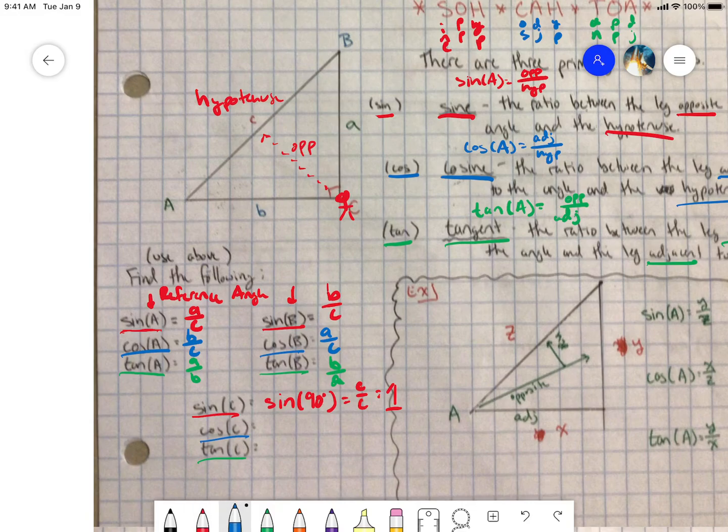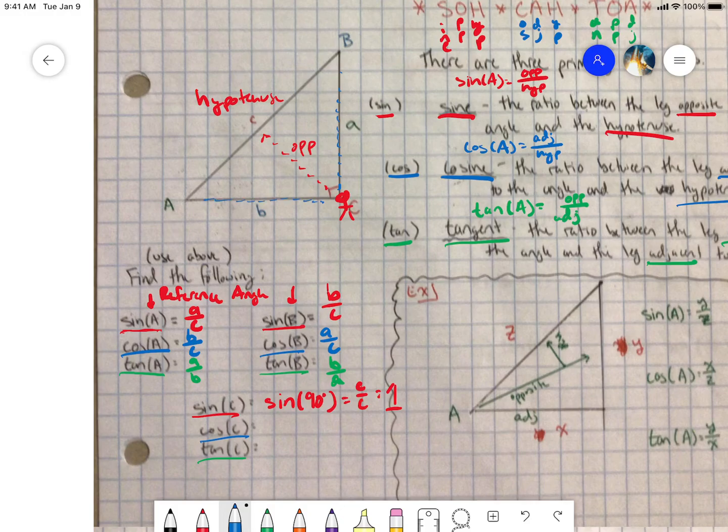Now what about cosine of C? This is where it starts to get a little bit funky. Which of my sides are adjacent? Which sides are adjacent to C? Say what you're thinking. Okay, A is one of them. But the problem is so is B, isn't it?